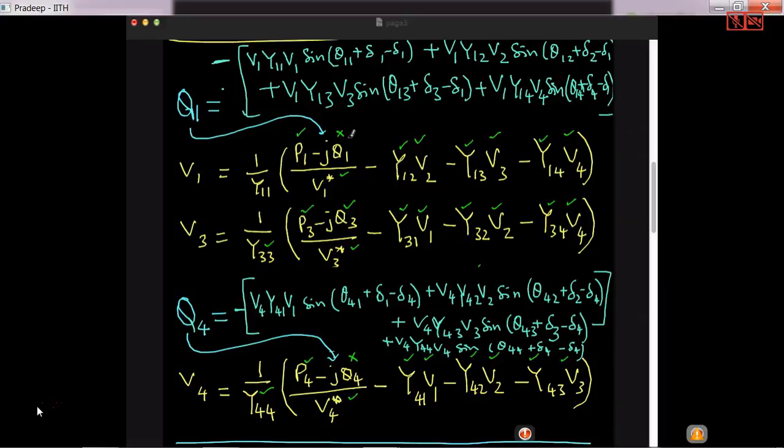Due to the best interest of time, I would like to continue with the next topic, that is Newton-Raphson load flow. I thought I would do it in today's class, but since the equations are big, it's better to write them separately and then share the code with you. So far, do you have any doubts regarding Gauss-Seidel load flow?